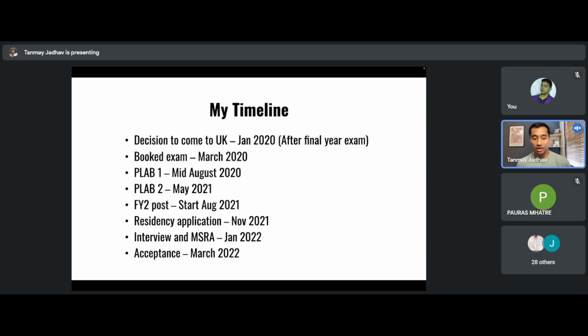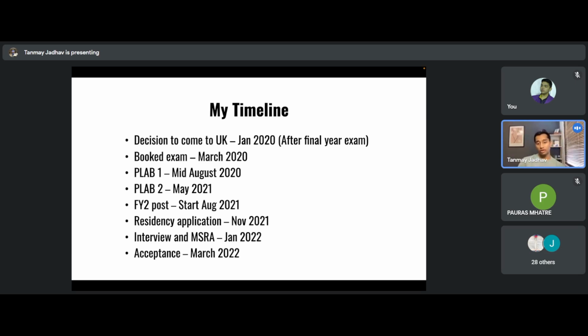Okay, so we're coming towards the end of the talk. My timeline of where I am now: I made the decision to come to the UK after my final year exams in January of 2020. I booked my exam in March of 2020, which was approximately when I started my internship. PLAB 1 I gave mid-August 2020, so the gap between that was probably 5 months, but I didn't even prepare for those 5 months.